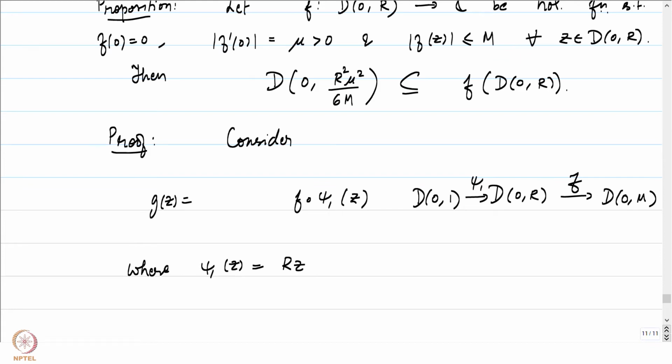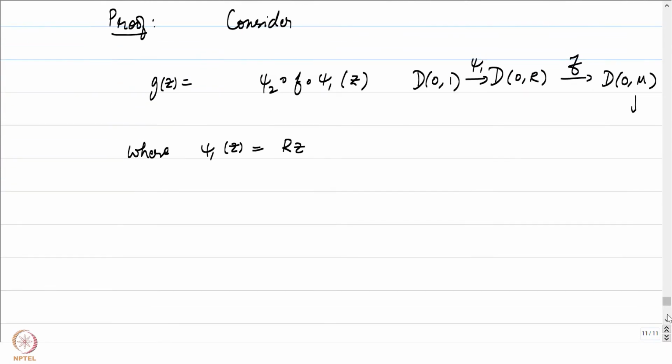And what happens to the derivative here? g prime at 0 is going to be equal to f prime at 0, which is mu, times psi 1 prime at 0, which is r. So this is going to be r mu. So let's now compose it with a psi 2 post composition, which will send it to the following.